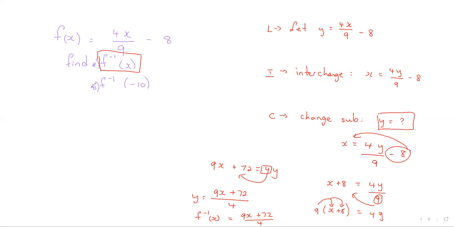Now they could take you a bit further. They might ask you, okay, find f inverse of negative 10. Now we know what f inverse of x is. Remember, we found that as 9x plus 72 all over 4. So just as we did initially in the very start, I could substitute wherever I have x with what's in the brackets, and that's going to be negative 10.